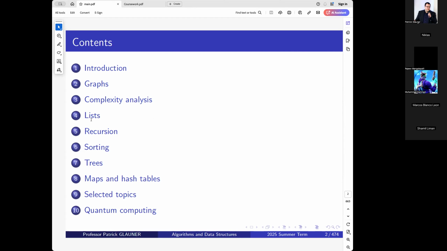But in order to continue after lists, we need to look at a very important concept called recursion. Some of you may have seen recursion before in your first year, that a function can call itself, which is super important because we will also be dealing with recursive data structures like trees, for example. But when we do recursion, we will also see we can use recursion to sort data sets very efficiently. That's what we will look at. We also see how to search efficiently in data sets. And then we look at trees, maps, and hash tables, which are more advanced data structures.